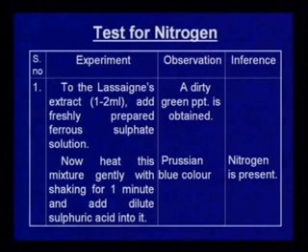One column will be for the serial number, one for the experiment, one for observation and one for inference. For example, you have to record the nitrogen test. How will you record it? In the experiment column you will write down what experiment you have performed. For example, you have taken 1 to 2 ml of sodium extract, then added freshly prepared ferrous sulfate solution. What was the observation? A dirty green precipitate is obtained.